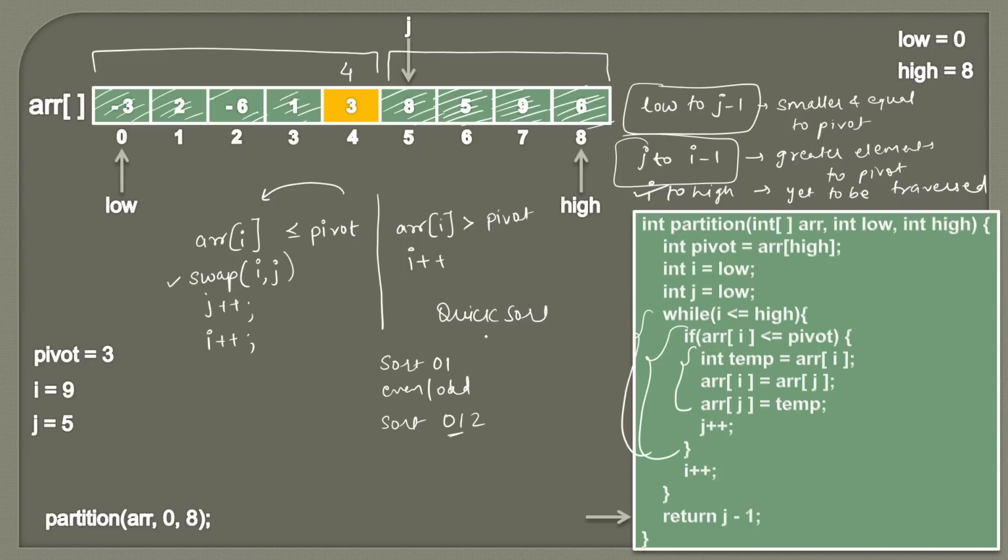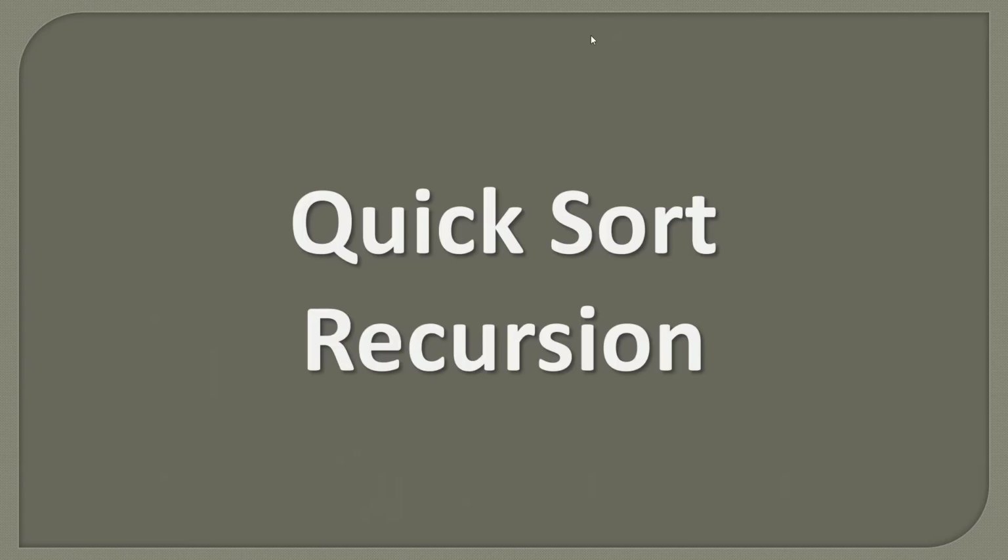In our next video, we will see how this recursion happens, where we apply the same logic of partitioning on the left side of the array, which has smaller elements, and the right side of the pivot, which has the greater elements.